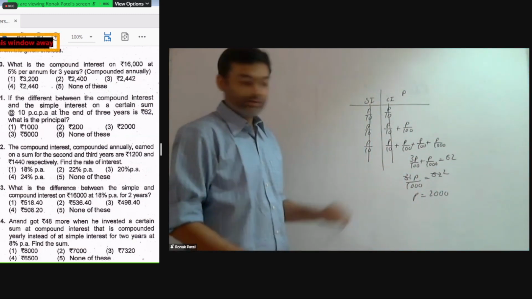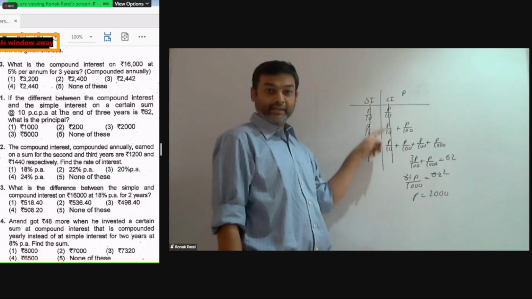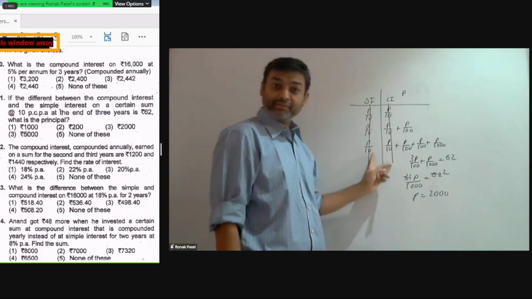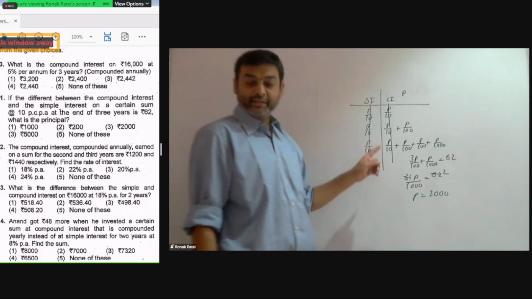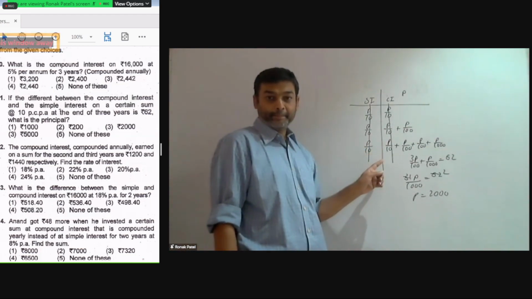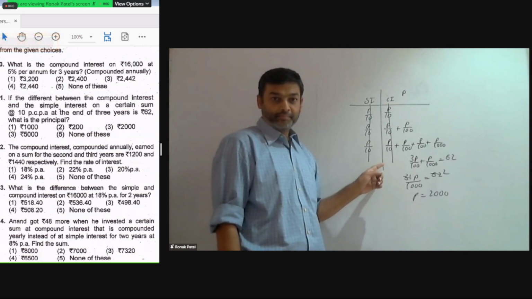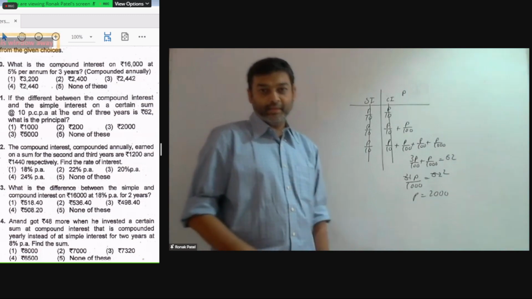Everybody clear concept? First year compound interest, second year, third year. Difference means the first line you cut, that's your difference. Remaining is the difference. Should I explain it again, everyone? Anybody? Clear, sir. Clear? Yeah. All right.